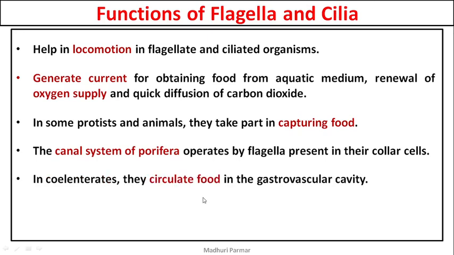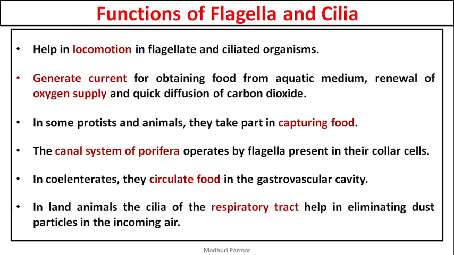Then in coelenterates, they circulate food in the gastrovascular cavity. Like I told you to imagine, think of a jellyfish, and the jellyfish has its gastrovascular cavity in which the food will move around because of cilia.